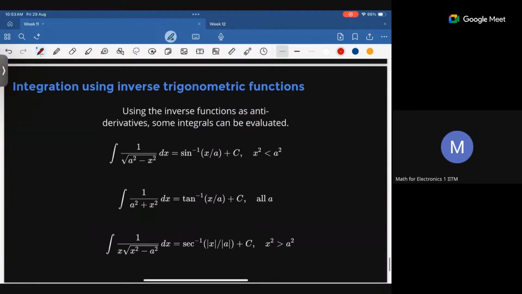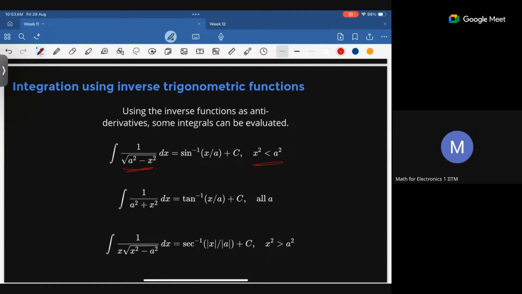These inverse trigonometric functions can also be used in integrations, and this is really important. If you see expressions like integral 1 by square root of a square minus x square, its antiderivative turns out to be sine inverse of x by a plus some constant c. You should be careful that x square should be less than a square because it is under the square root. It should be positive.